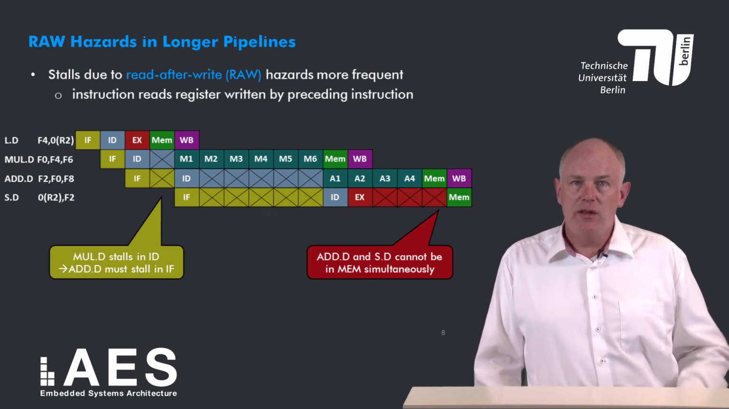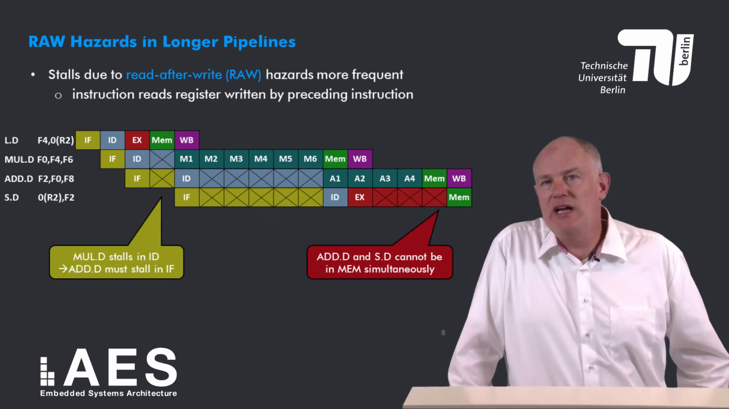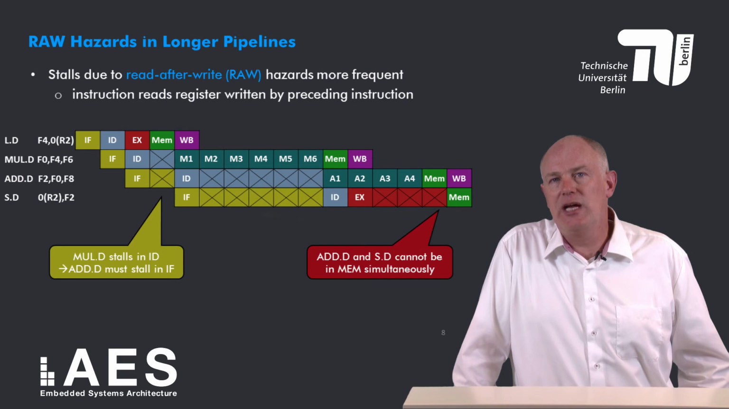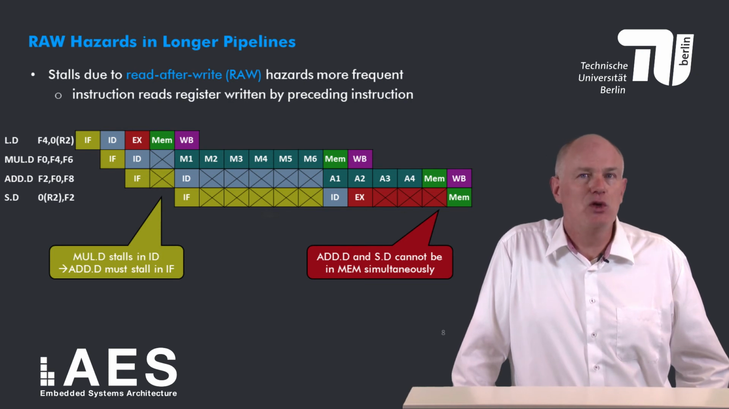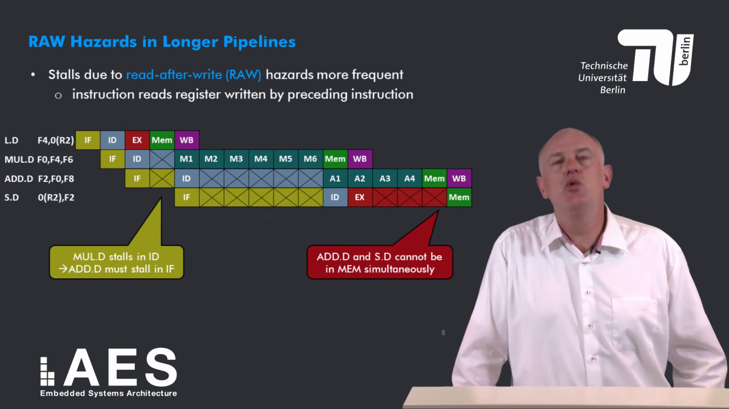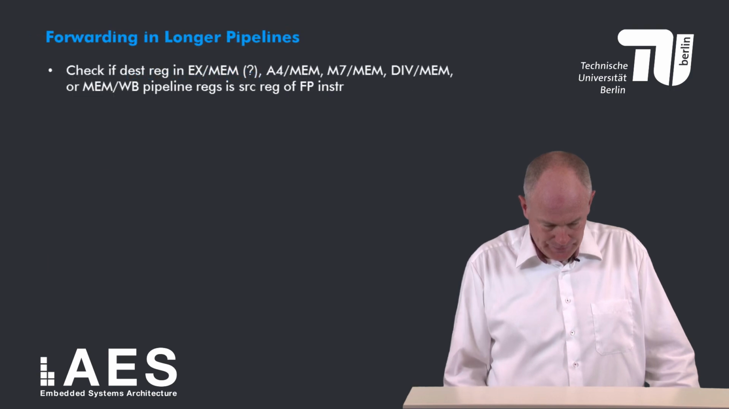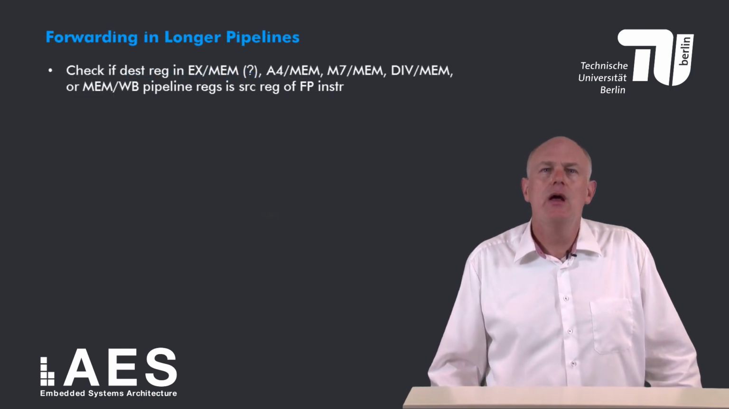So the conclusion that stalls due to read after write hazards occur more frequently in longer pipelines than in shorter pipelines is well justified. In the next lesson, I will show what the compiler can do to avoid these stalls.